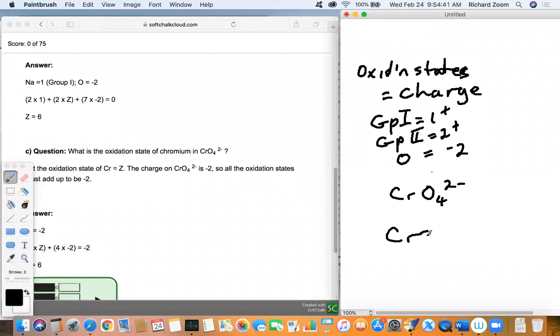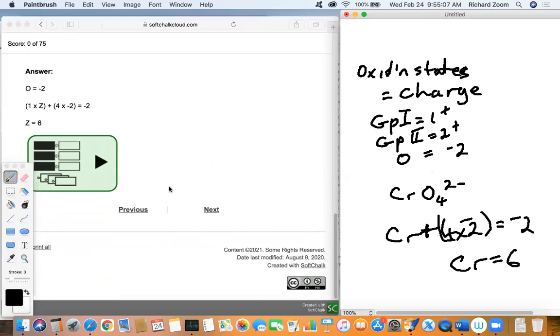So it'd be Cr plus 4 times -2, that's for the oxygen, and all that adds up to -2. So the chromium then is equal to 6, and that would be the oxidation state or the effective charge on chromium. Does anybody have any questions about oxidation states?